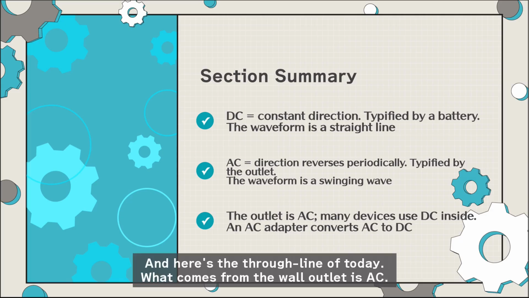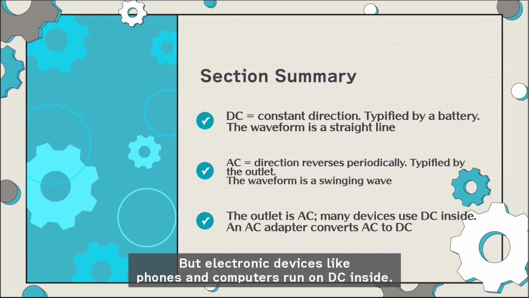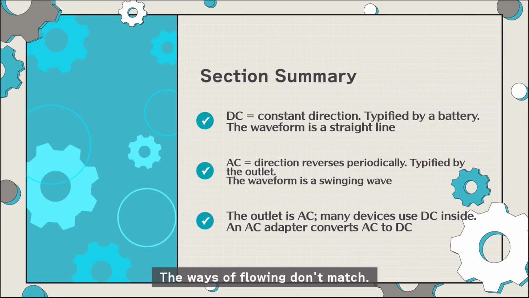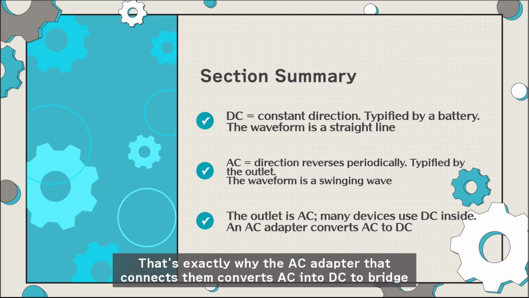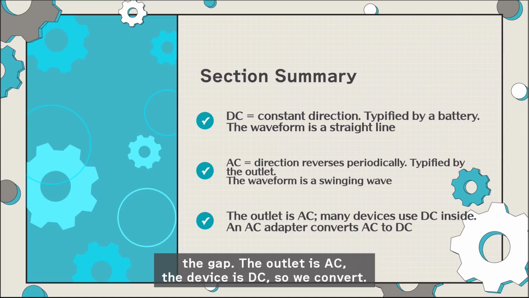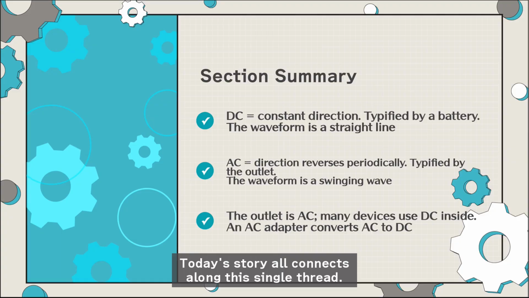And here's the through line of today. What comes from the wall outlet is AC. But electronic devices like phones and computers run on DC inside. The ways of flowing don't match. That's exactly why the AC adapter that connects them converts AC into DC to bridge the gap. The outlet is AC, the device is DC, so we convert. Today's story all connects along this single thread.